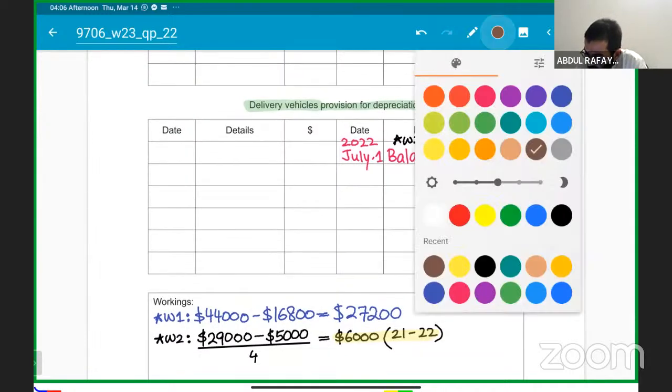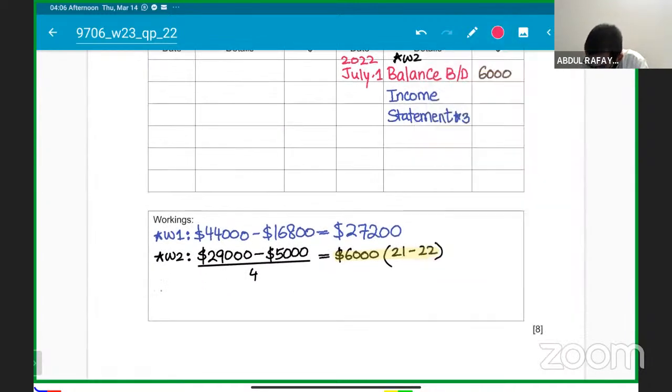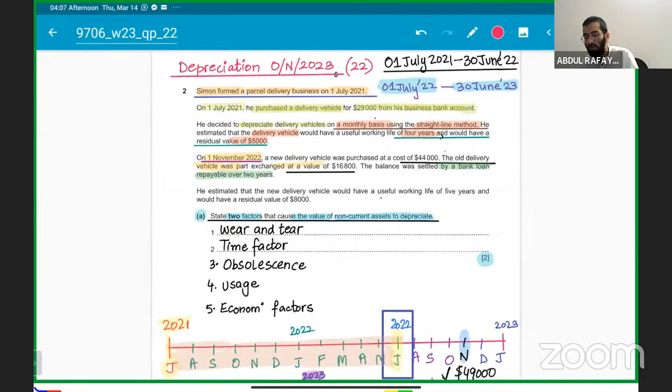Following? Next comes the income statement value. That is, what is the current year depreciation? Very important, very clear, very tricky thing to find out. This is working number three. What is the income statement? What is the current year depreciation, sir? So we'll find out the current year depreciation. Students, follow very carefully. It's not difficult.